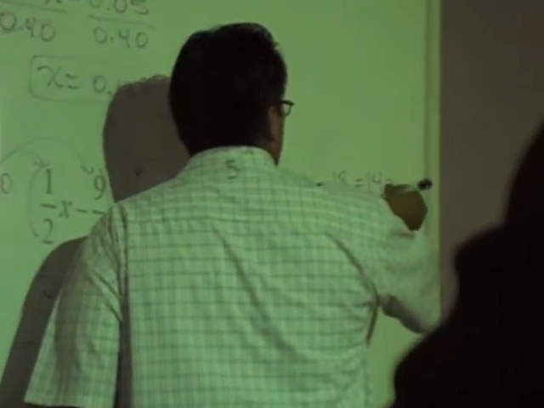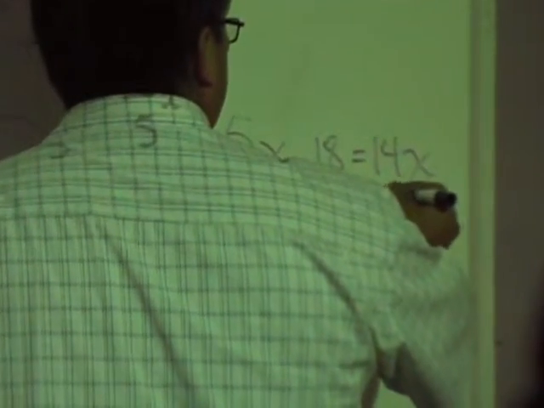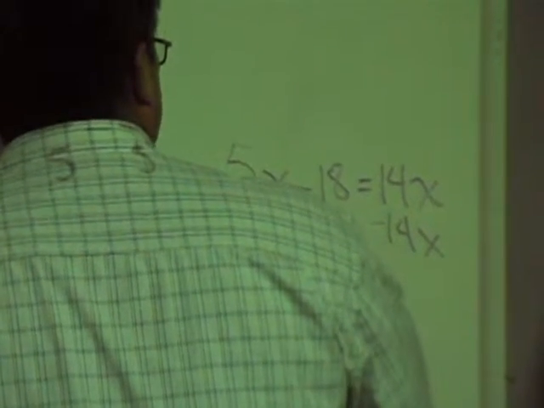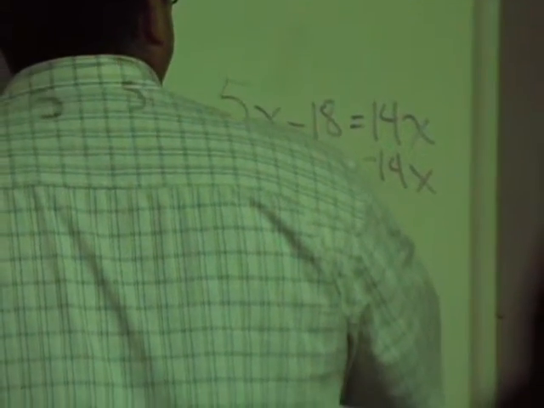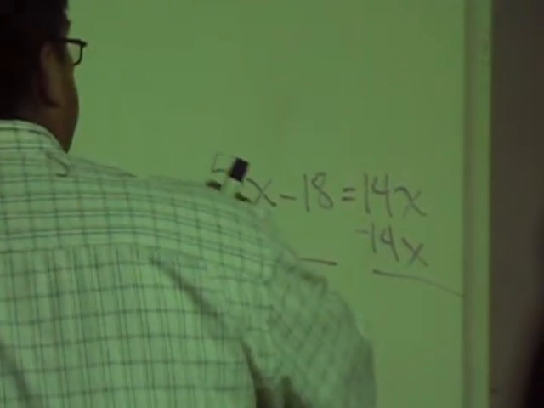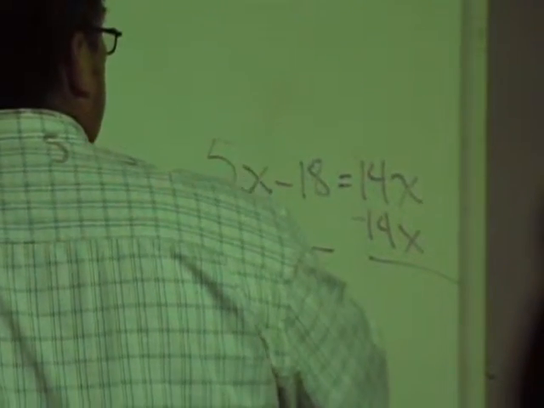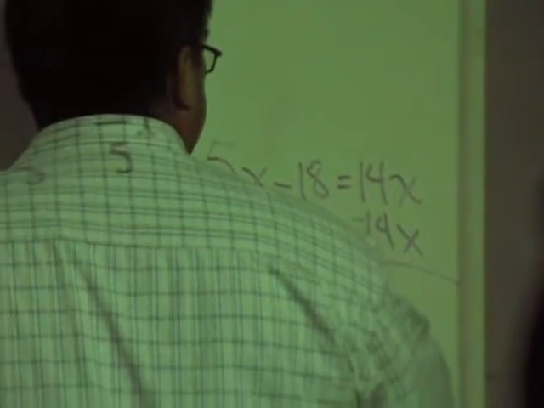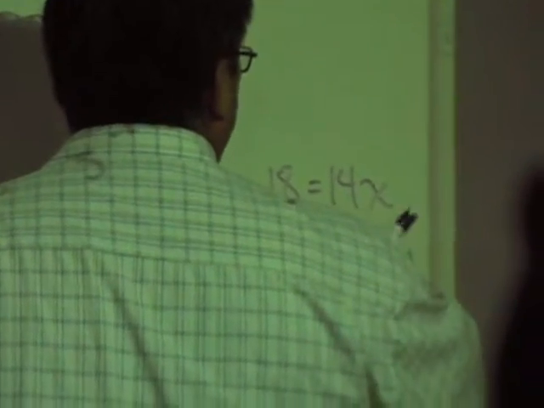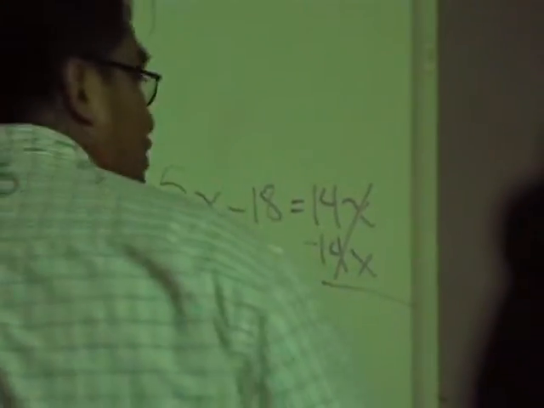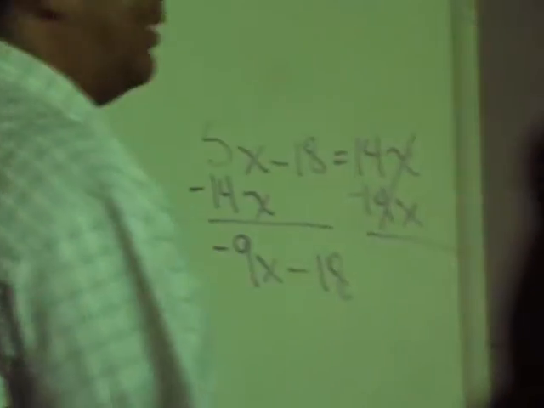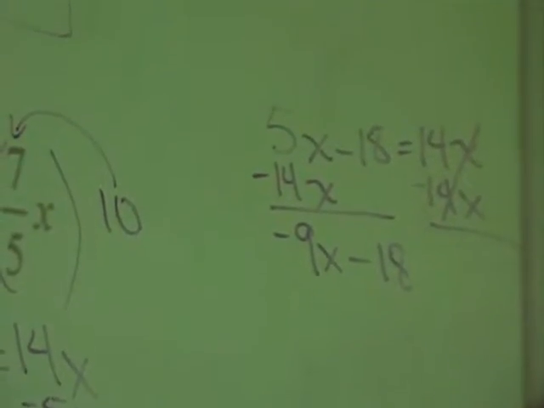If you decide to cancel the 14x, how would we do it? Minus 14x, and then minus 14x from the other side of the equation. So 5 minus 14, negative 9x. What else? Minus 18 equals, what's left here? That's right. A lot of students cancel that and they drop the equal sign because everything cancels and then they don't have an equation anymore. They get confused. Don't forget that your equation always has two sides.